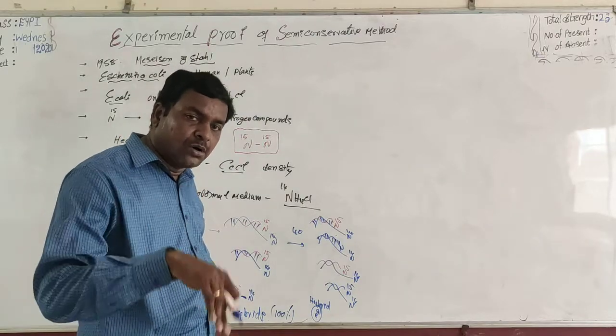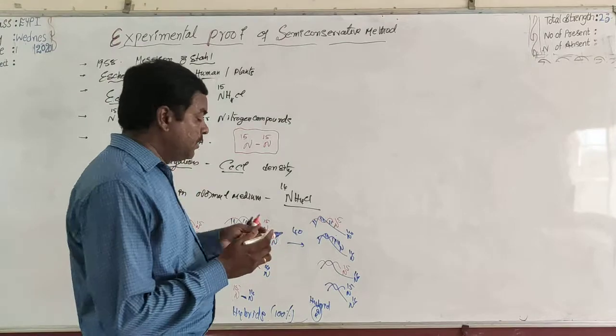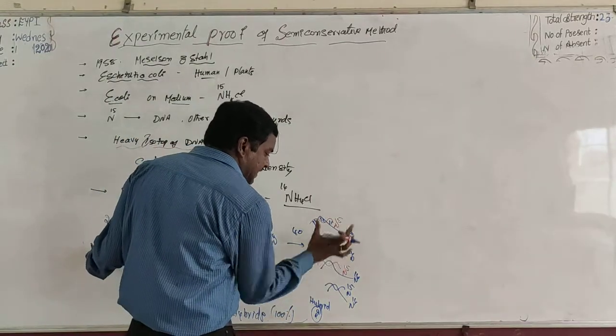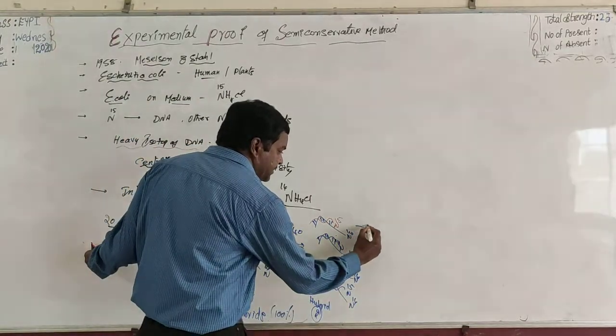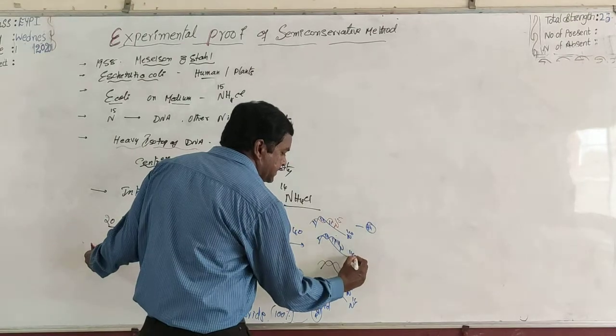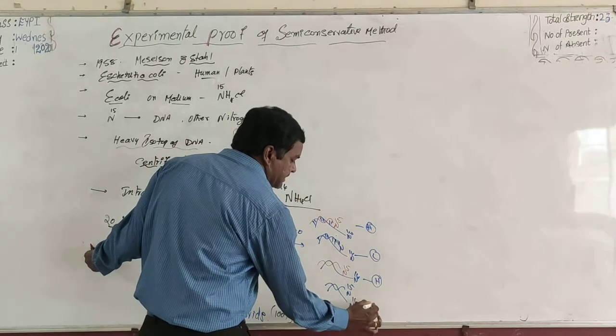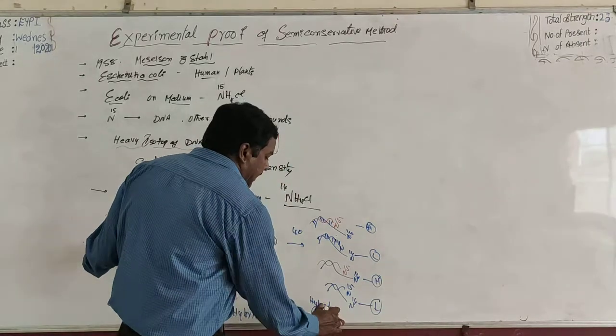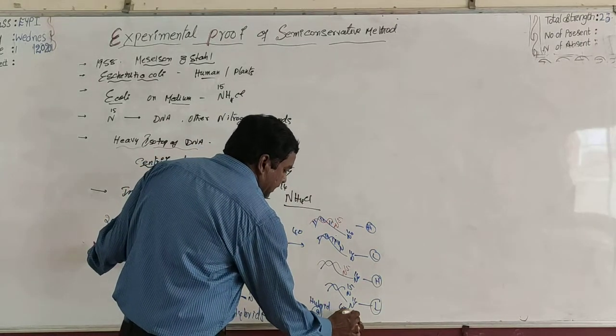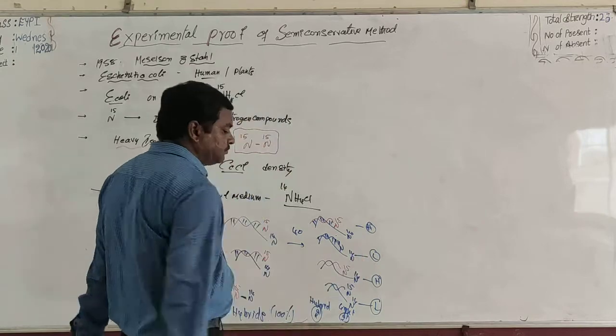Light means both strands are N14. Both strands are N14. This is light. This is hybrid. This is light. This is hybrid. This is light. And light DNA also 2.